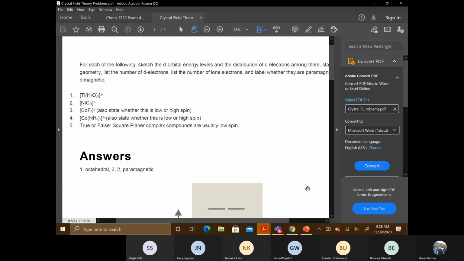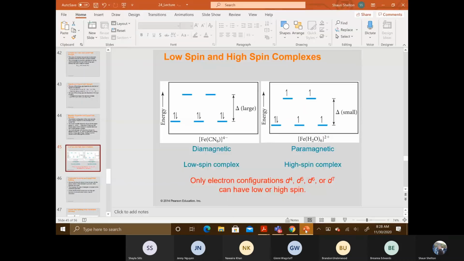So when we talk about lone electrons, going back to the PowerPoint here, if you look at this example on the right, there are 4 lone electrons and there's 1 paired electron. Remember, the lone electron is what makes it paramagnetic. You only need 1.